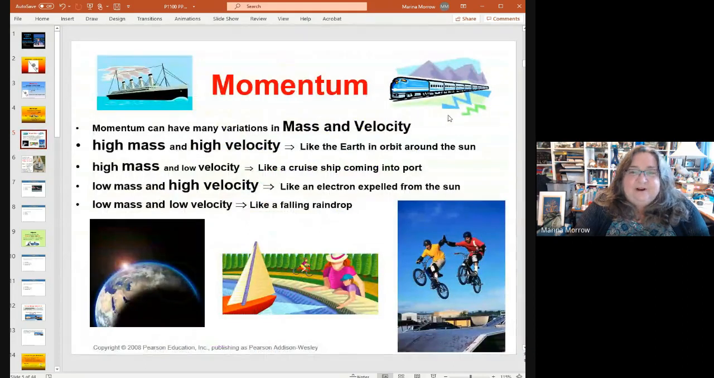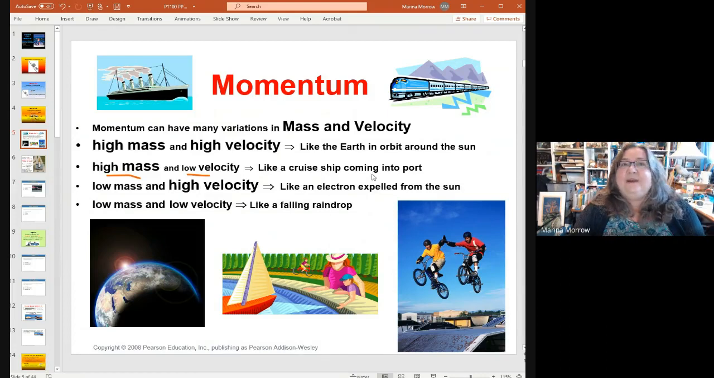Now, momentum comes in all sorts of surprising ways. So you could have something that has high mass and high velocity, like the planet Earth. It's moving fast, and it has quite a large mass. Sometimes, though, you can have things that have high mass, but they have a low velocity. So you might have a very big cruise ship or a train that has a pretty large mass, not as big as the Earth, obviously, but they are moving very, very slowly as they're coming to a stop. So their momentum would be reduced, and they would have very little, really.